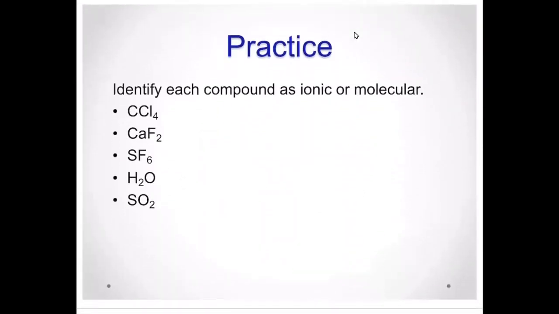All right, so let's do some practice. Identify each compound as ionic or molecular. Pause the video, try and answer these, and then resume the video. All right, so let's go over the first one here. We have carbon and chlorine. You look at your periodic table, they're both nonmetals. So this is molecular. That's a molecular compound. Calcium with fluorine, calcium fluoride. This is a metal, this is a nonmetal. So that one is going to be ionic.